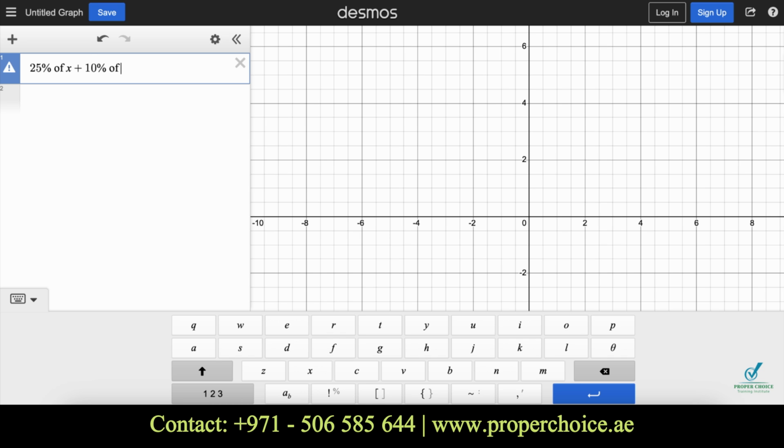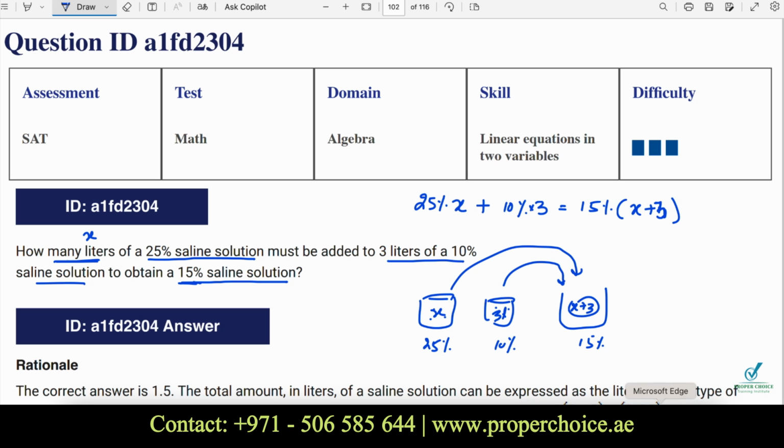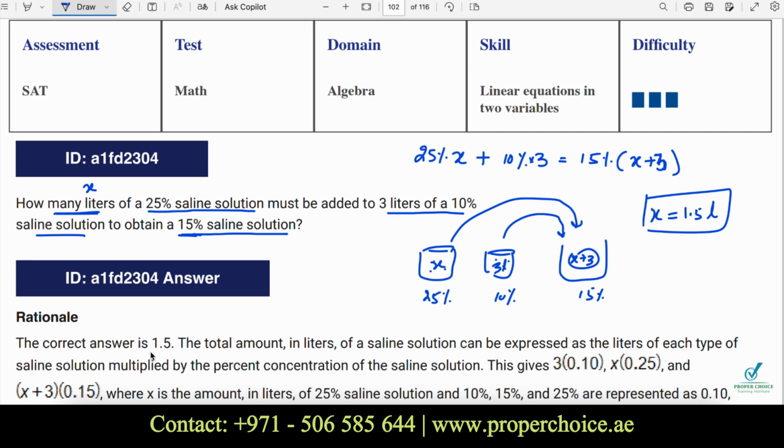So 25% of x plus 10% of 3 liters of saline solution should be equal to 15% of x plus 3. I'm just setting up an equation. So whatever value you get, that will be the answer. That is 1.5 liters. To maintain that combined solution at 15%, we should add 1.5 liters of solution which has 25% saline in it. So it makes sense that the value of x here should be 1.5 liters, and that's what we can see as well. So the correct answer to this question is 1.5 liters.